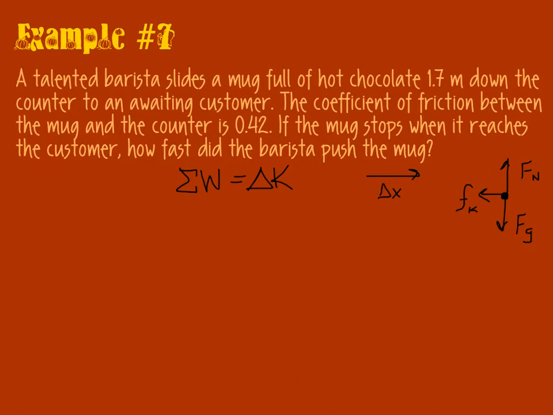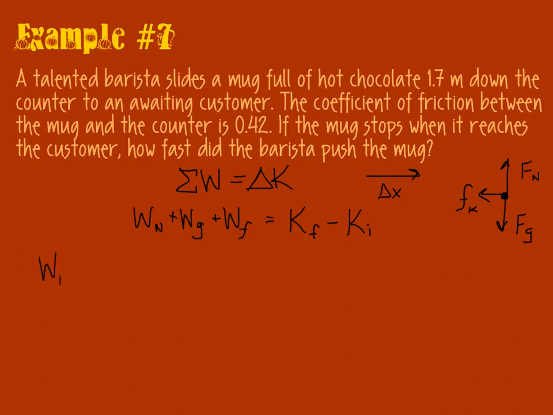So to find the net work, I'd be doing the work done by the normal force plus the work done by the gravitational force plus the work done by friction. That's equal to the change in kinetic energy, which is the final kinetic energy minus the initial kinetic energy. So then we have to figure out the work done by each of these forces.